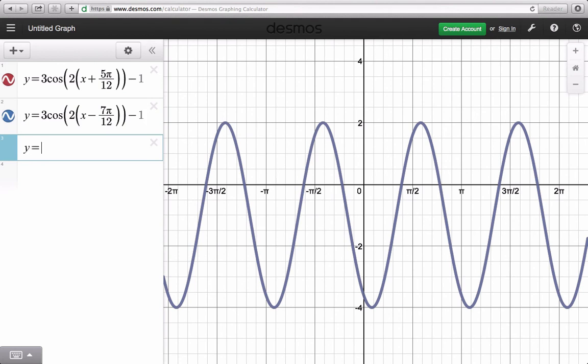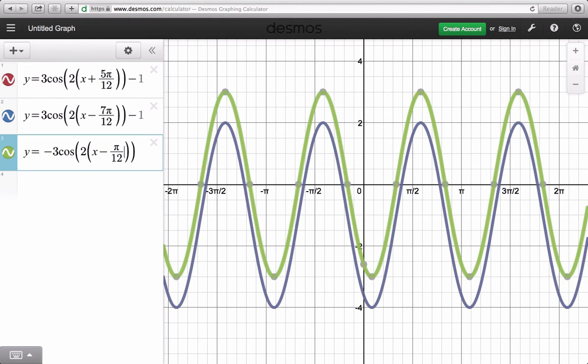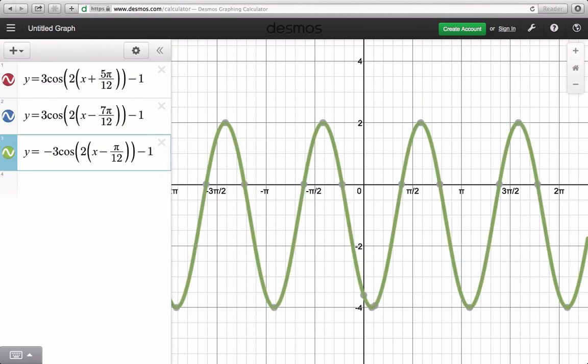And then y equals negative 3 times the cosine of 2 times x minus pi over 12. Oh boy, it's right up there. When I move it down 1, there it is. They're all the same. Yay! Shockingly enough, you're going to complete this worksheet for your homework.